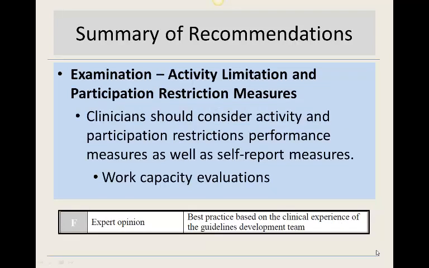Not only should clinicians consider self-report measures such as the Oswestry or Roland-Morris Disability Questionnaire, they should also look at work capacity evaluations or activity and performance measures to determine the level of activity a patient may be able to perform. This is based on expert opinion and the experiences of the guideline team.